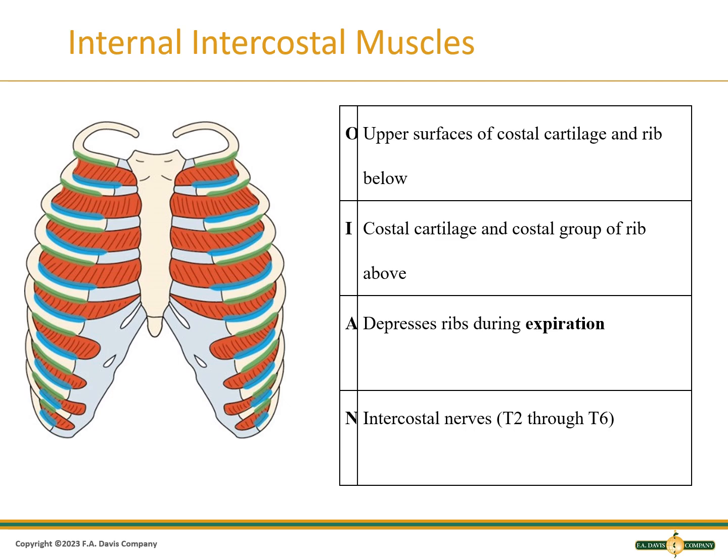So externals help for inhalation, internals help for expiration. I know that that's oppositely named from what you want it to be, but just roll with it. They are again innervated by the intercostal nerves T2 through T6.